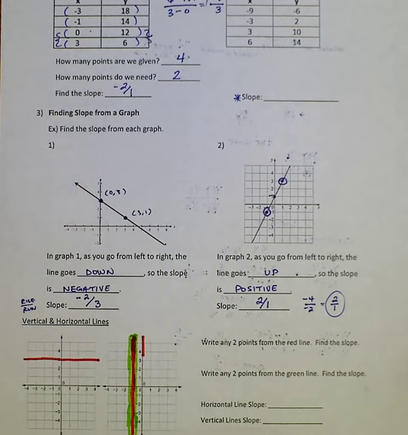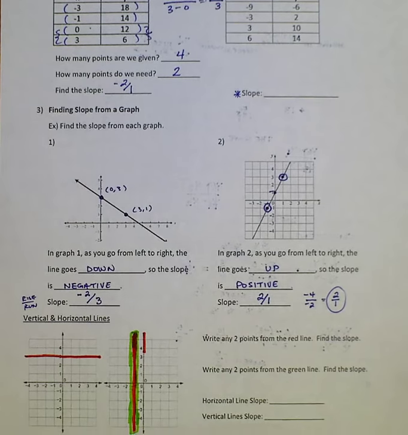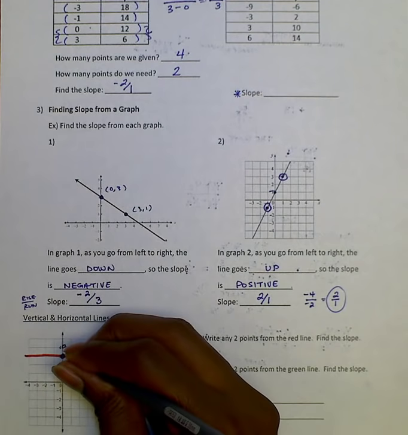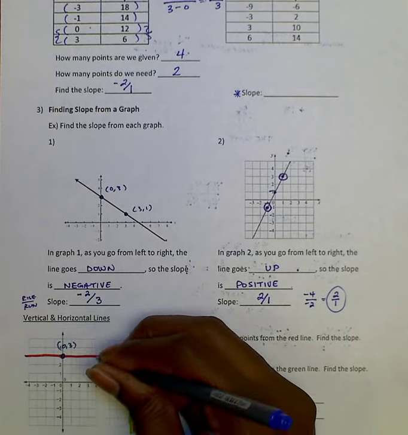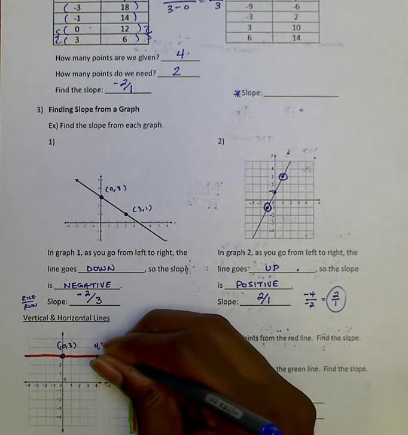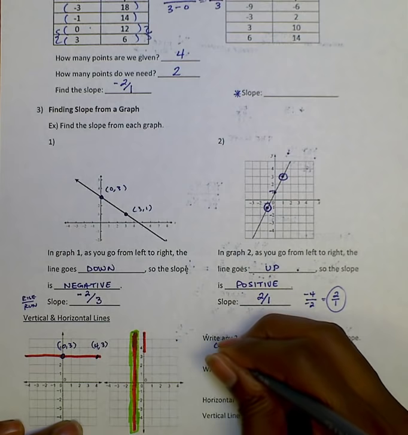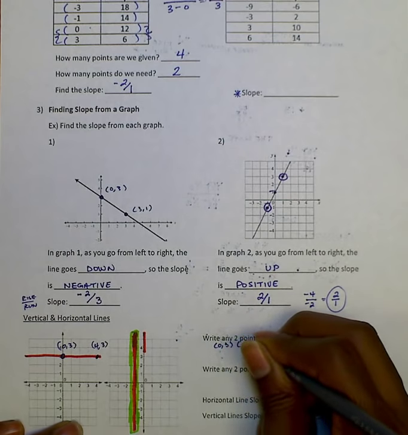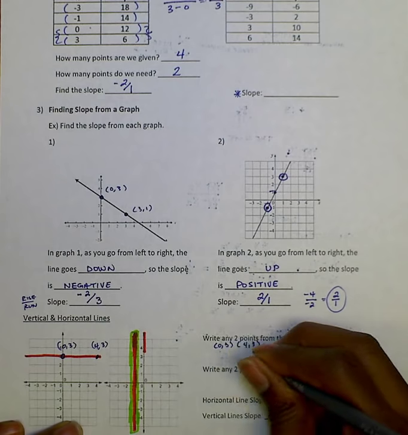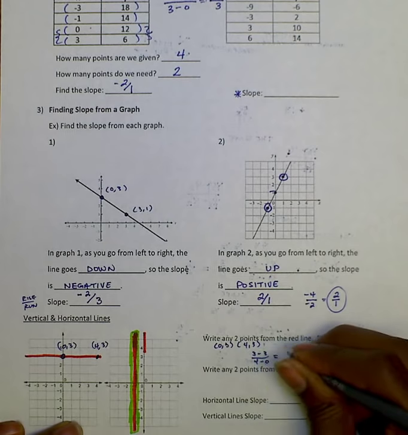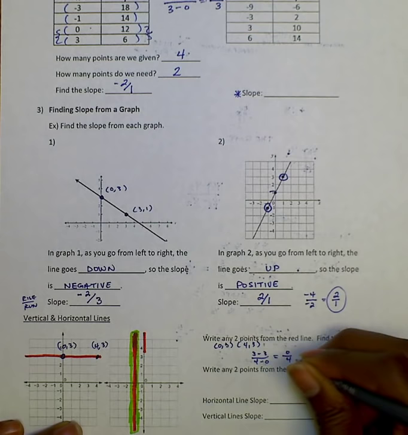Alright. So, write any 2 points from the red line. So, I'm going to highlight a couple points. I'll do this easy one here at 0, 3. And I'll do another one here at 4, 3. Alright. So, the 2 points here, 0, 3 and 4, 3, let's find the slope. So y2, which is 3, minus y1, which is 3, over x2, which is 4, minus x1, which is 0. So 3 minus 3 is 0, 4 minus 0 is 4, 0 over 4 is 0.